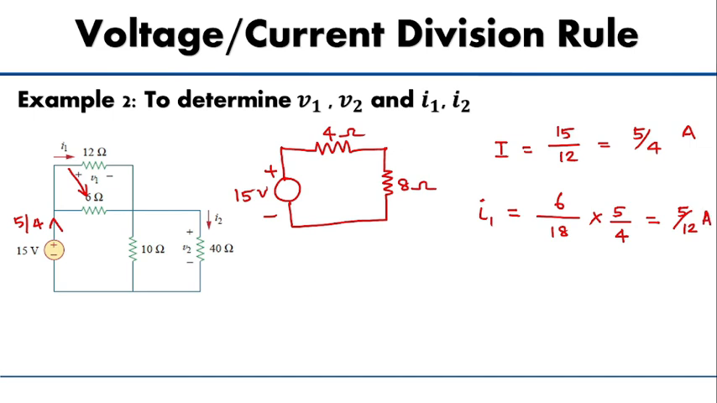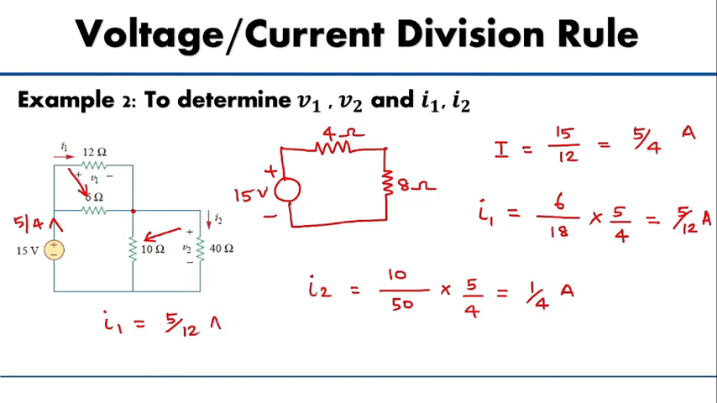And to find I2, here at this node, the total current coming is 5 by 4 ampere. Therefore, by applying the formula, the opposite resistance is 10 ohm, and the total resistance is 50. The total current is 5 by 4, which gives you 1 by 4 ampere. Therefore, the current flowing through the 12 ohm resistor, I1, is equal to 5 by 12 ampere, and through the 40 ohm resistor, I2, is equal to 1 by 4 ampere.